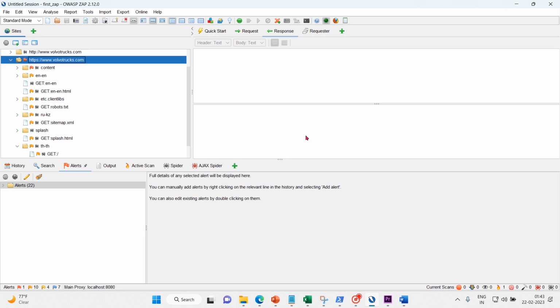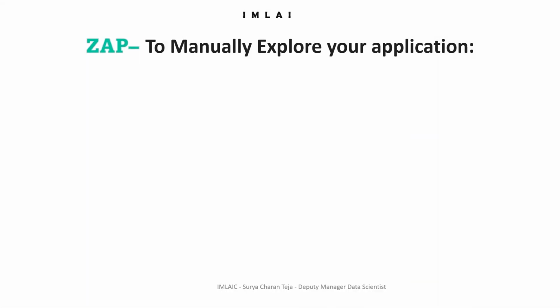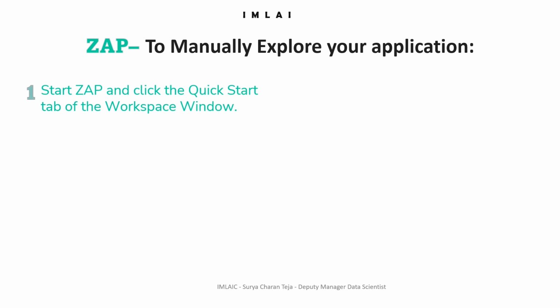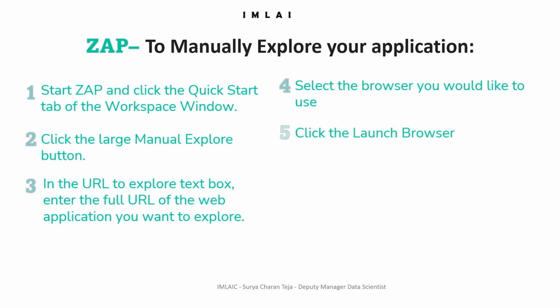To manually explore our application, we need to follow a few steps. Let me show you that. The first step: start Zap and click the Quick Start tab of the workspace window. Then click the large Manual Explore button, and in the URL to explore text box, enter the full URL of the web application that you want to explore. From now onwards, it's similar. Then select the browser you would like to use, then click launch browser. Let's do this.